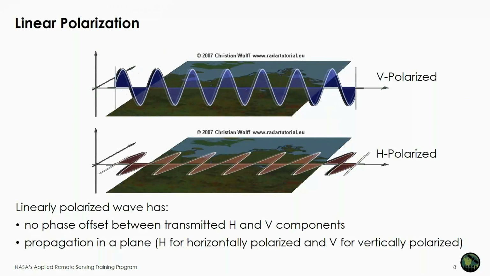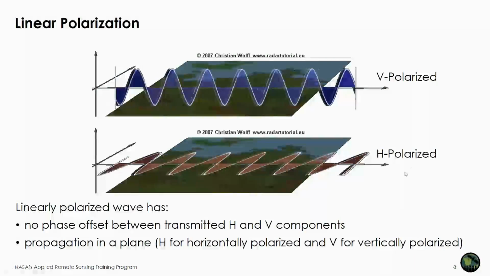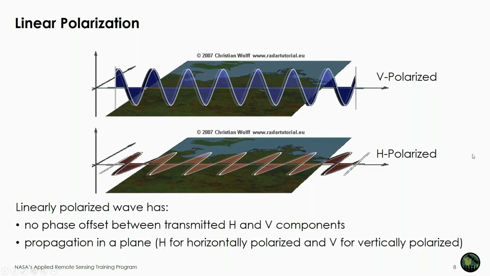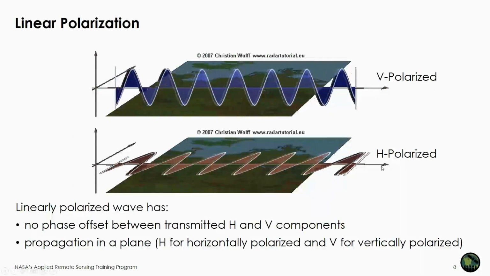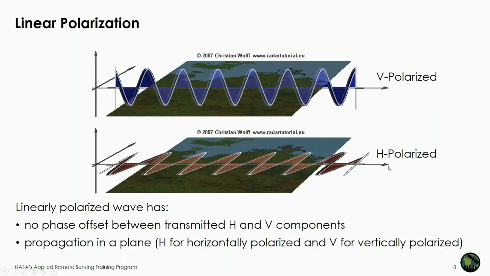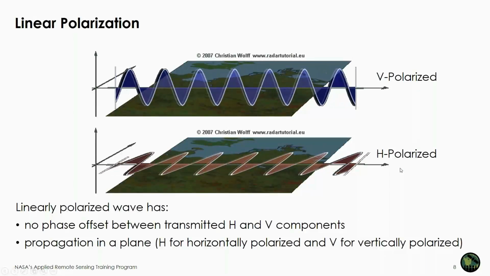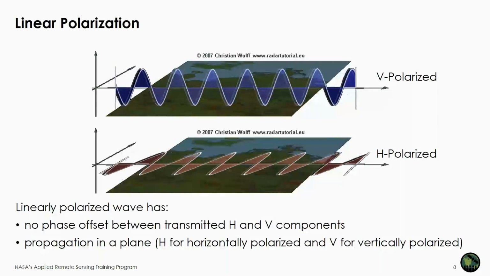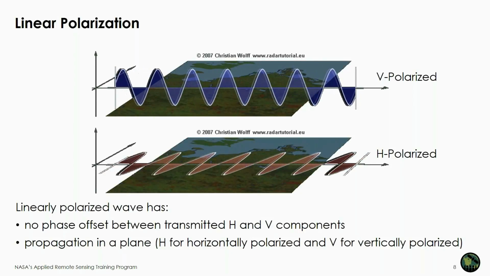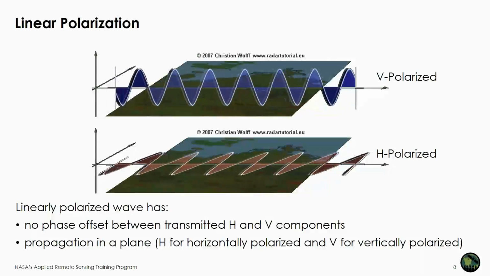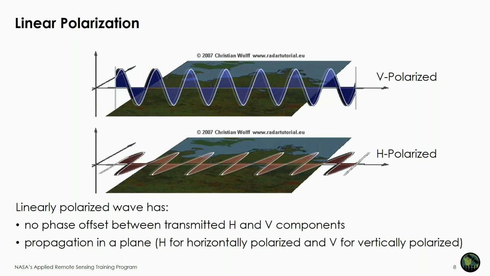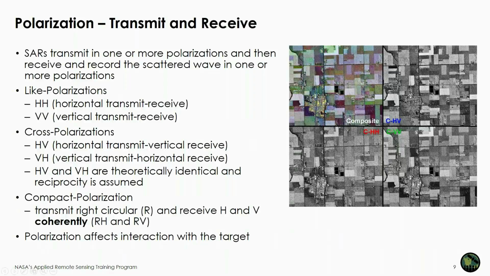So here's an example of a linearly polarized wave. This is what you will commonly encounter when you're using most of the current satellite radar systems. With linearly polarized waves, there's no offset between the transmitted horizontal or vertical wave, and that means that the wave is propagated in a plane. SARs typically transmit in one or more polarizations and then receive or record the amount of energy scattered back in one or more polarizations.